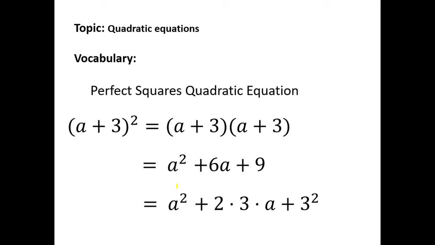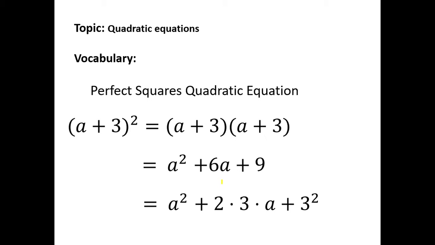A perfect squares quadratic equation is a quadratic equation where the two factors, the two parts that you multiply together, are exactly the same. One factor is a plus 3 and the other factor is a plus 3. We multiply these two factors together and you get this quadratic equation.